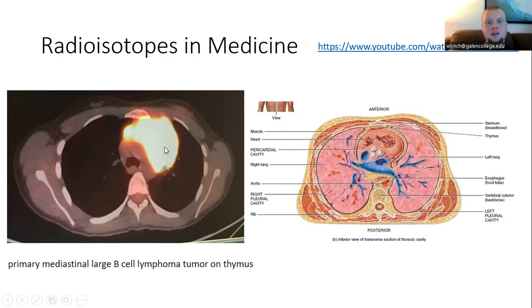So for reference, this is going to be a view of the chest cavity. So we have the thoracic cavity here. You have the anterior portion, the posterior portion. So this is going to be a large beta cell lymphoma on the thymus, which is going to be in the mediastinum.